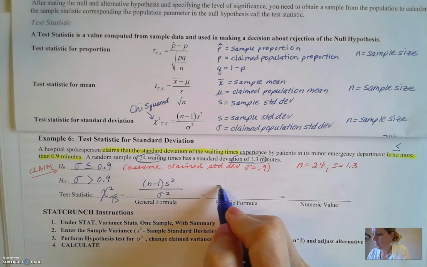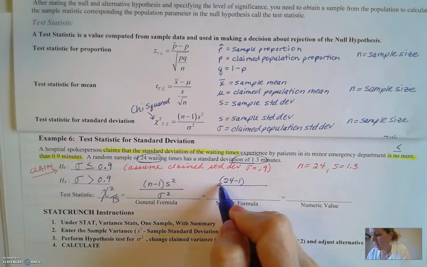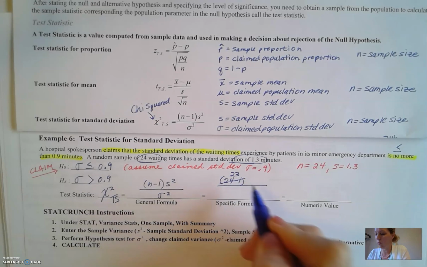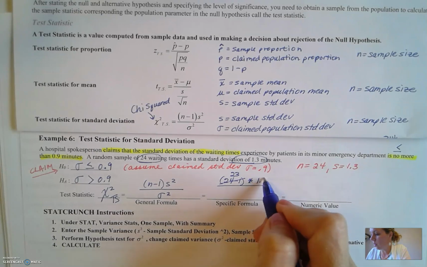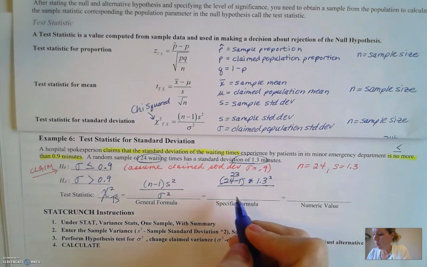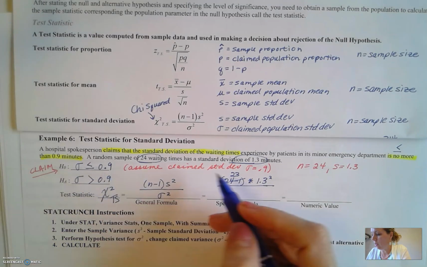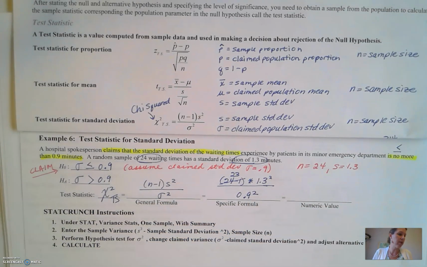So n minus 1 is 24 minus 1, which I can do in my head and write 23, times s squared, so 1.3 squared, divided by sigma squared. Remember, sigma is our claimed population standard deviation of 0.9, squared. Now let's go to our calculator.